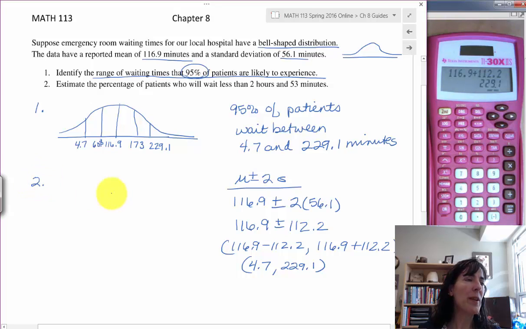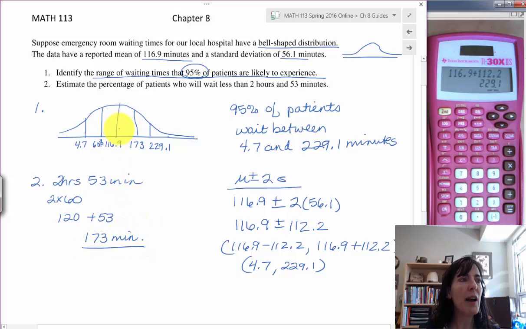Number 2, estimate the percentage of patients who will wait less than 2 hours, 53 minutes. Well, first thing I'm wondering is 2 hours, 53 minutes, how many minutes is that altogether? Well, I know 2 hours, I can do 2 times 60 and get 120 minutes plus the 53 minutes, and that'll be 173 minutes. Aha!